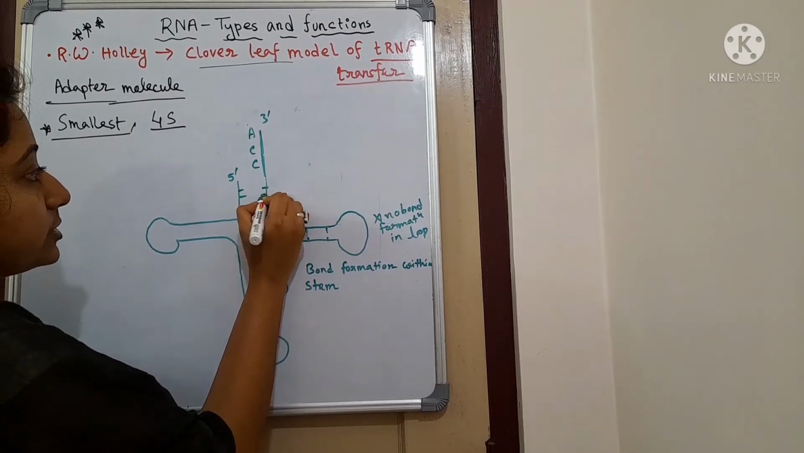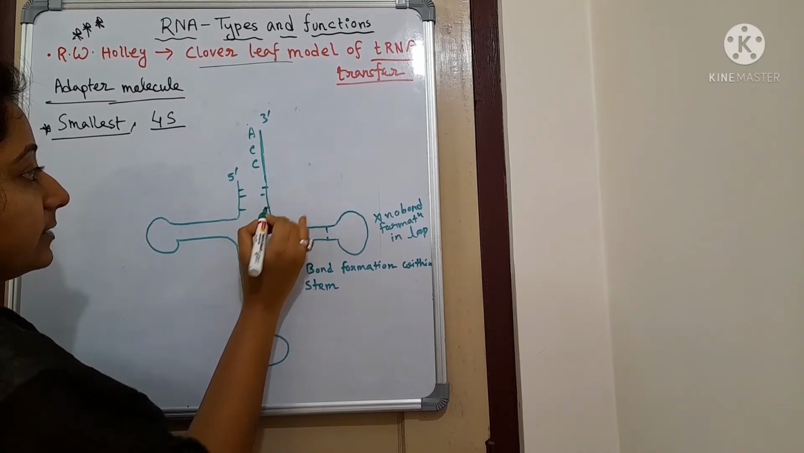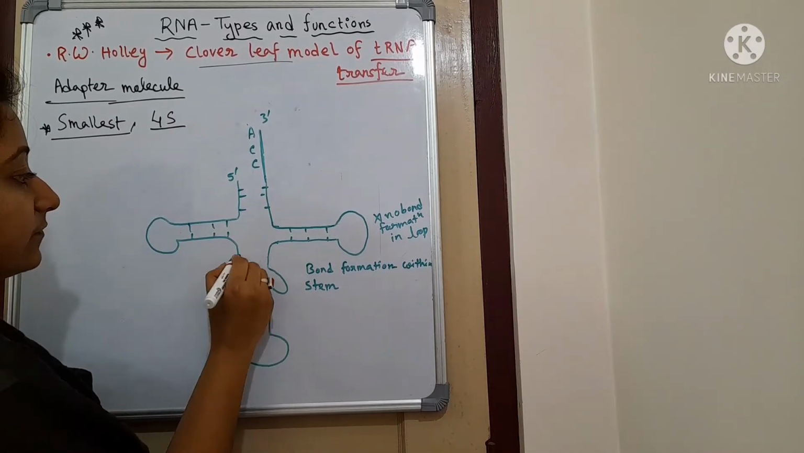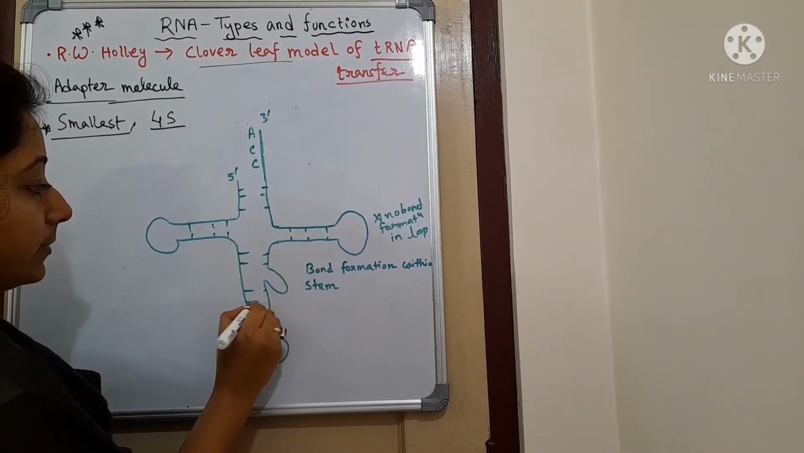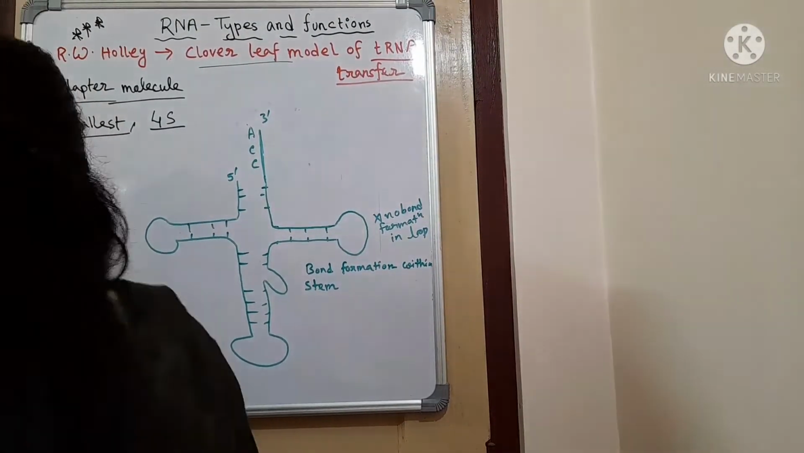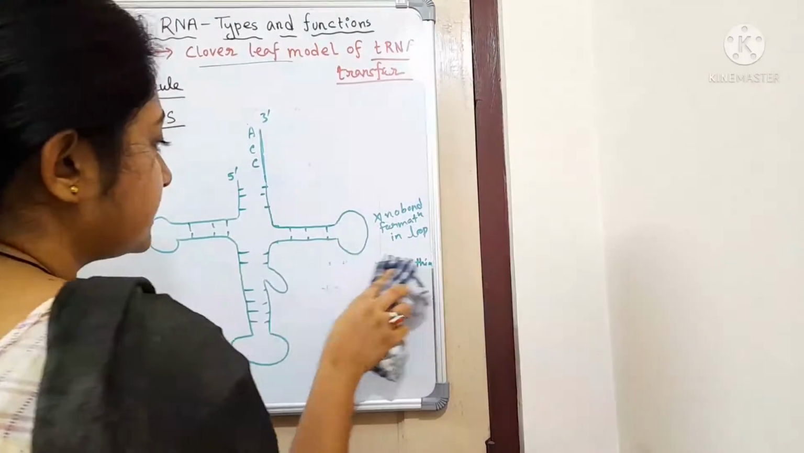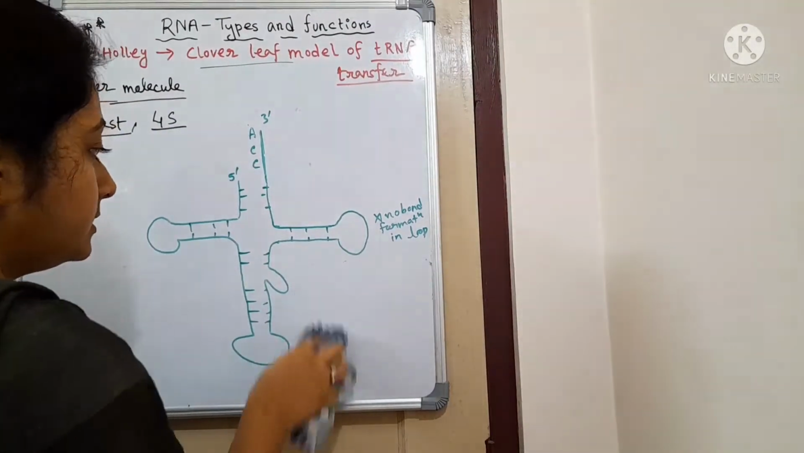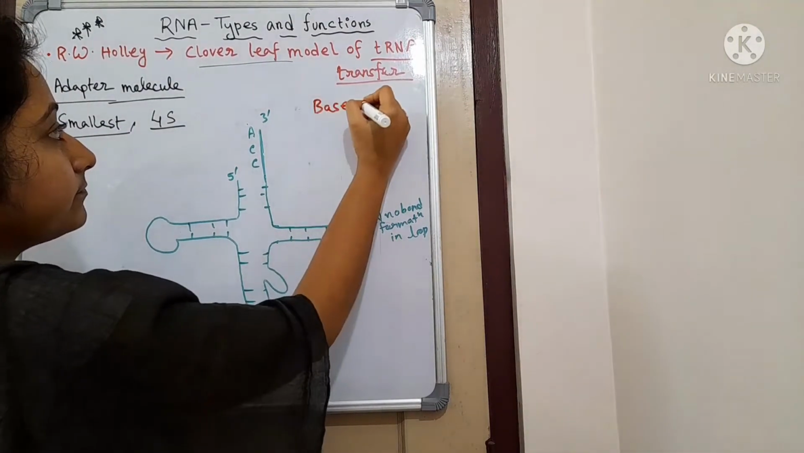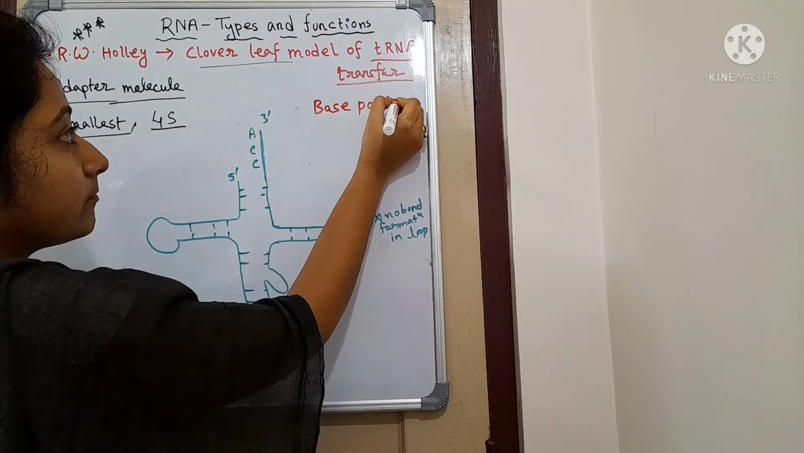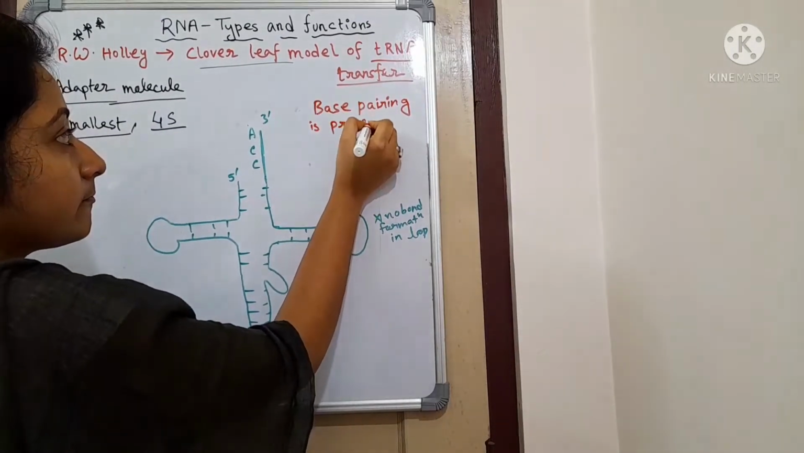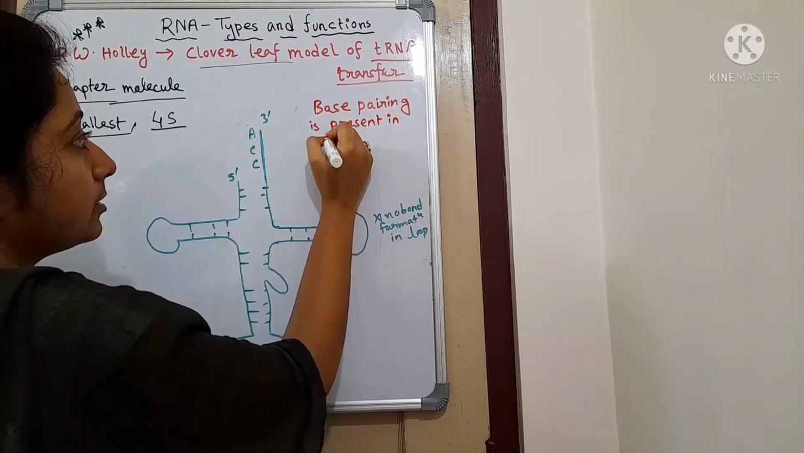So here the nitrogenous bases will be present, and as these stem-like structures are running parallel to each other, whatever bases are present, they can form the bond between them. So they can form the base pairing. Rather than saying bond formation, let me just tell you about the base pairing. This can be considered as base pairing, which is found in the stem.